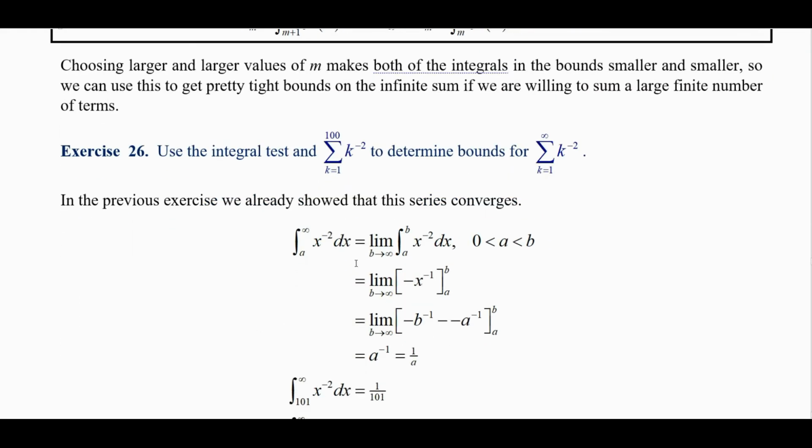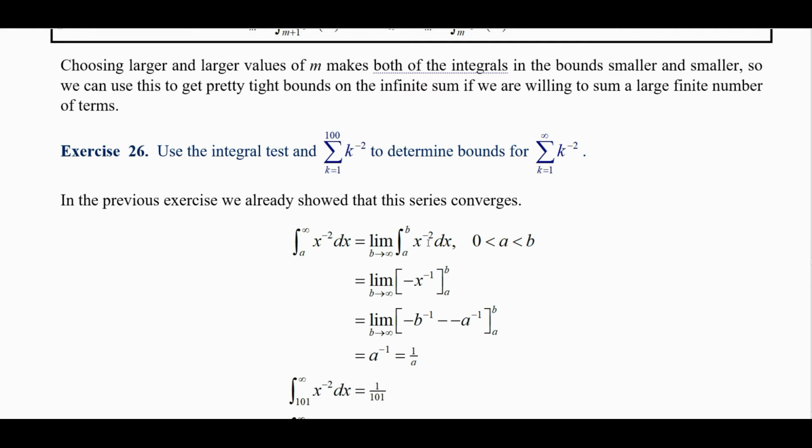Well, if we're going to integrate from a to infinity x to the negative 2 dx, where a is a constant, doesn't matter, a positive constant, and really it can just be 1 or bigger, then it's the limit as b goes to infinity of the integral from a to b of x to the negative 2 dx. So we want a to be positive, we want b to be bigger than a.